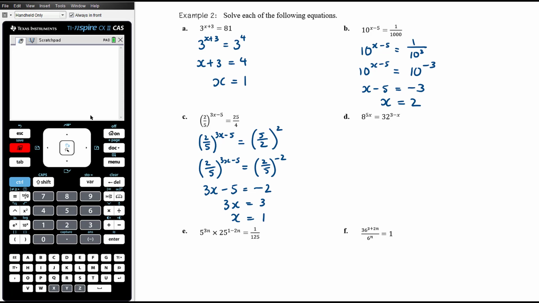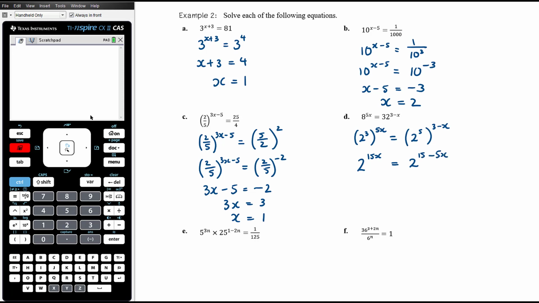Okay, part D. Now 32 is not a power of 8, but both 8 and 32 are powers of 2. So let's focus on writing everything with a base of 2. So 8 is 2 cubed, and we've got that to the power of 5x. And 32 is 2 to the power of 5, and we've got that to the power of 3 minus x. Okay, our index laws then tell us that we multiply powers when we're in this situation. So we're going to get 2 to the power of 15x equals 2 to the power of 15 minus 5x.